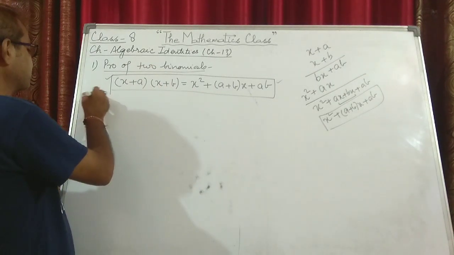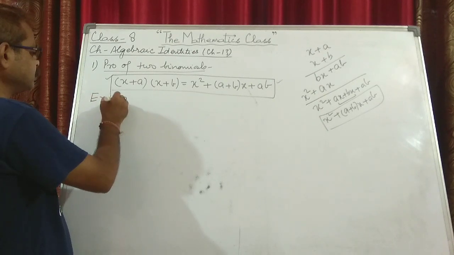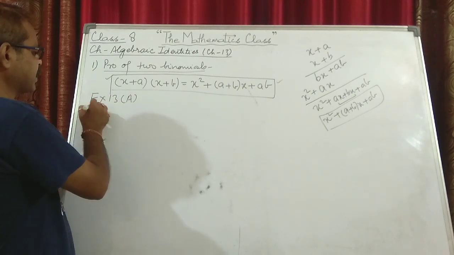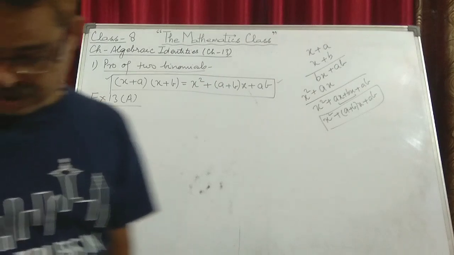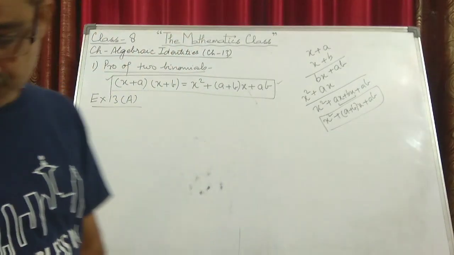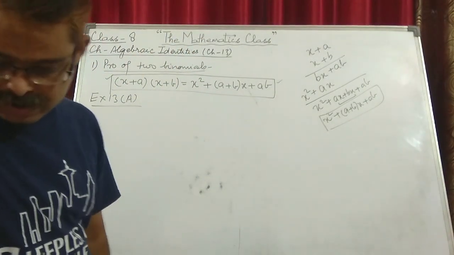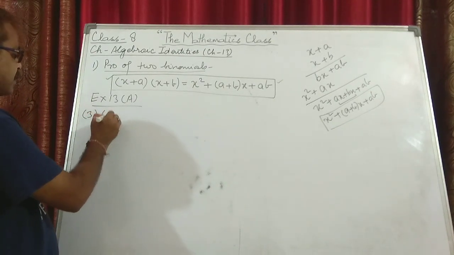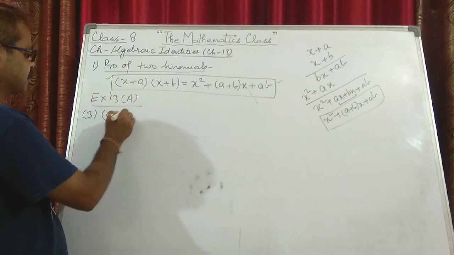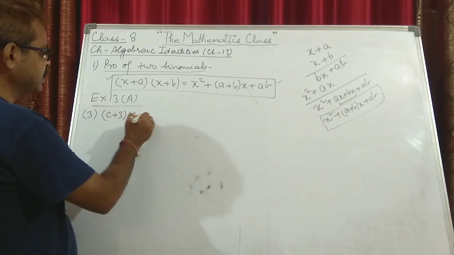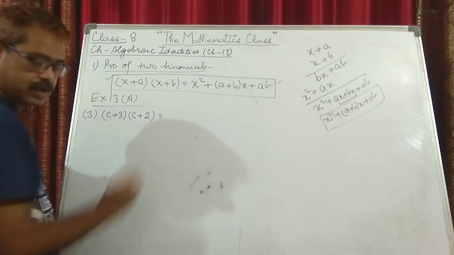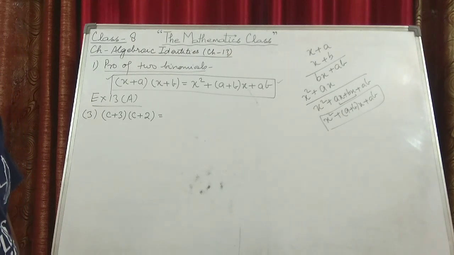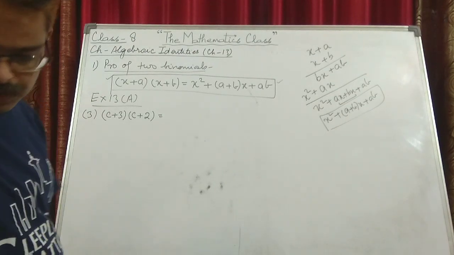Now we are moving on to exercise 13a, and let's see what the question is. There are a total of 20 questions, so we'll be doing them in multiples of 3. So I'm writing the third question. The third question is (c + 3)(c + 2). You have to multiply mentally and write the products in each of the following.